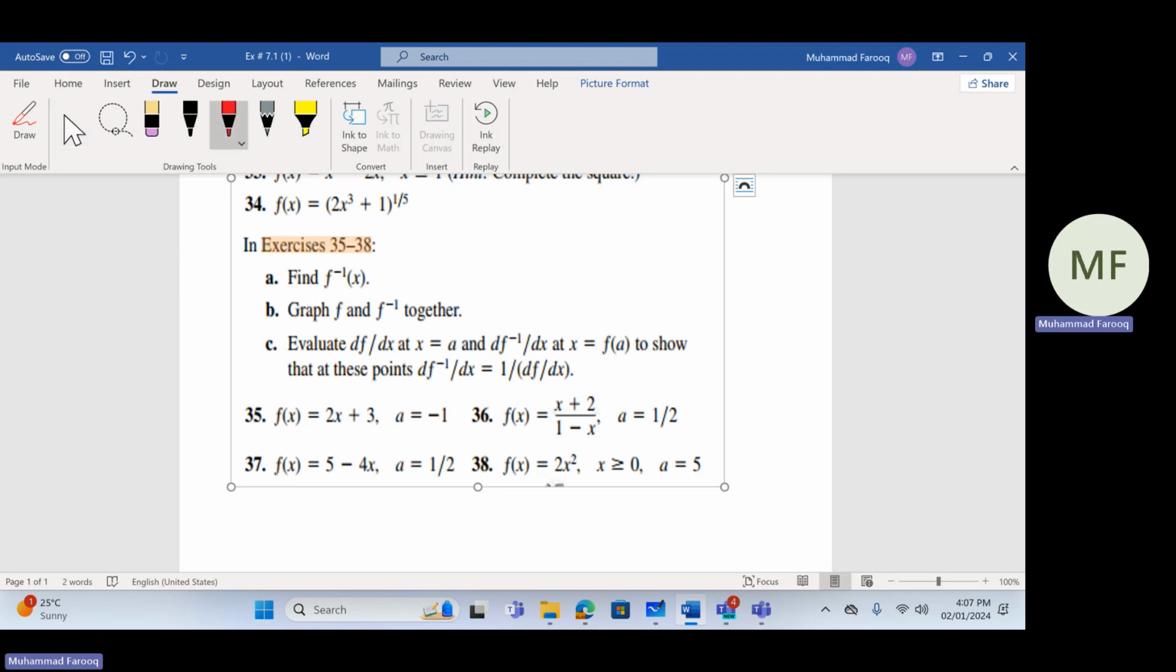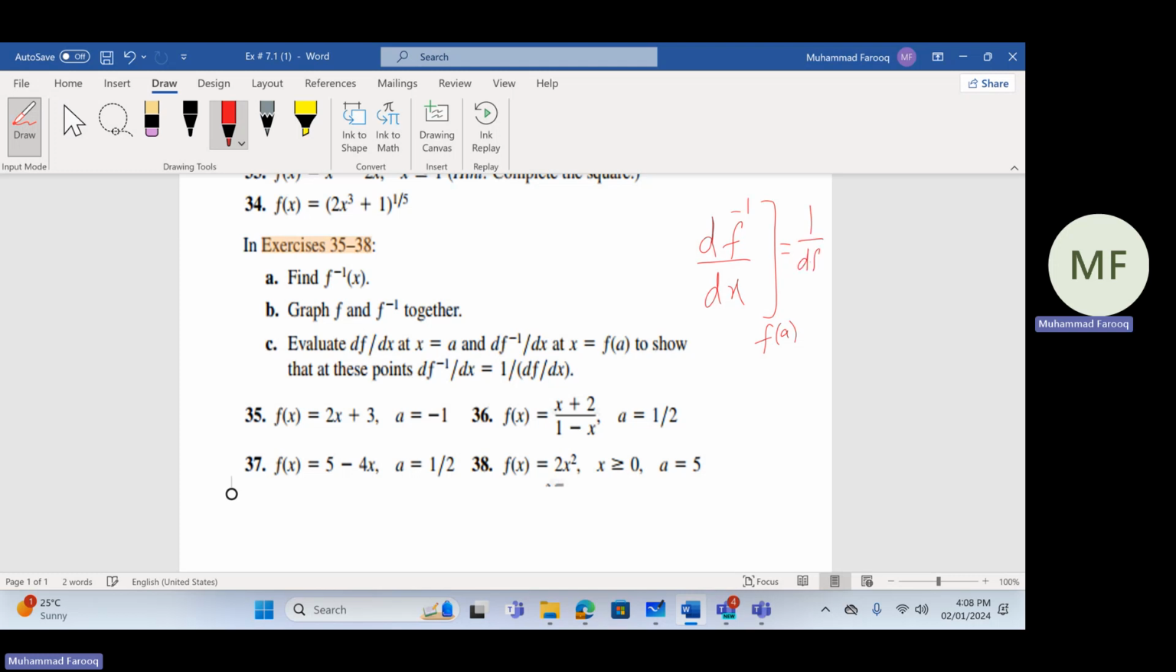The rule says the inverse function derivative at F of A is equal to the reciprocal of the derivative of the function at A. I can write this with only A, that is fine.